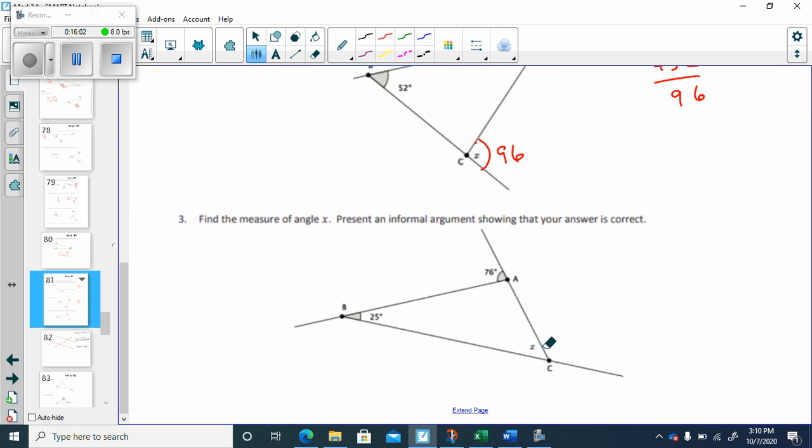Find the measure of angle X. Here's my exterior angle. It's 76. They gave me the exterior this time. I'm looking for one of the remote interiors. I know this exterior is equal to the sum of the two remote interiors.